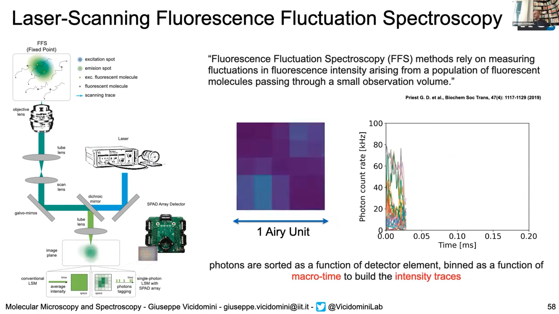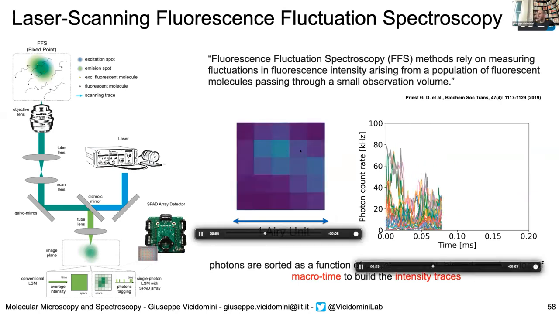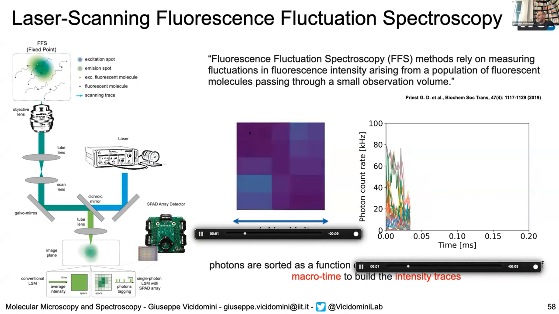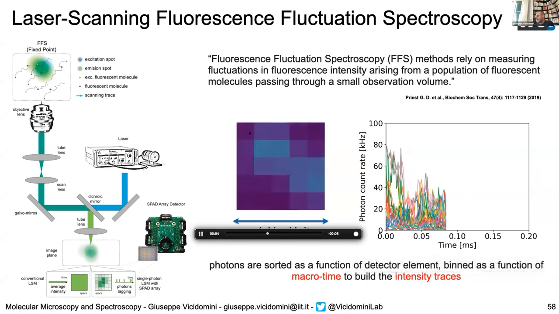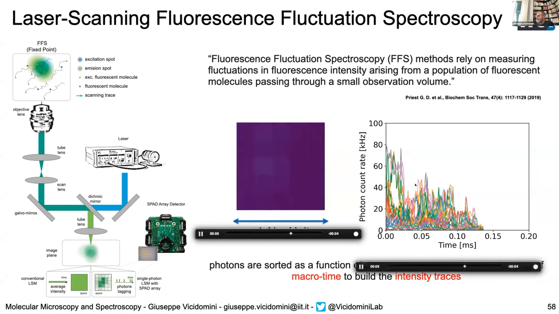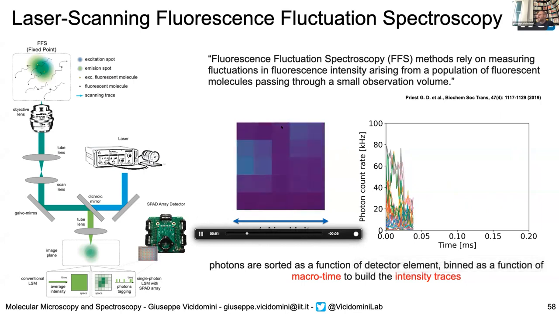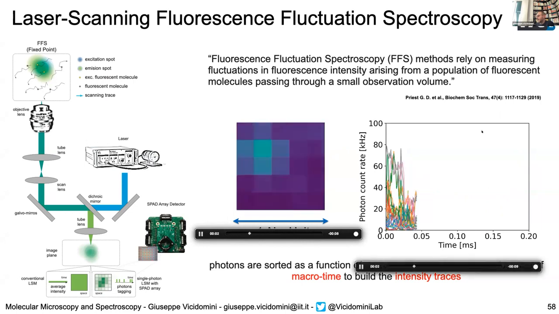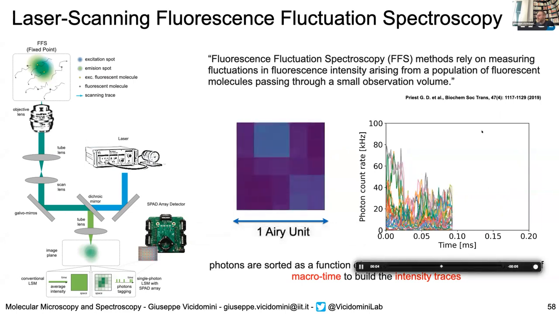Now that we have our SPAD array detector, basically you collect an image of the probing region. You collect one intensity trace for each element of your SPAD array detector. So in this case, you collect 25 intensity traces. Each intensity trace is associated with a specific element of the detector, so it's associated with a specific position inside the probing region. Given this multidimensional data set, these 25 intensity traces, we can start to analyze it using the most conventional correlation technique.